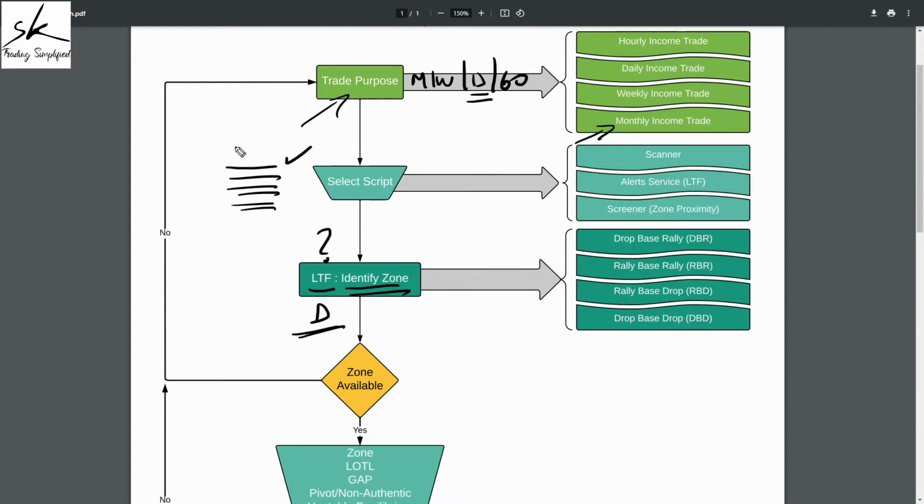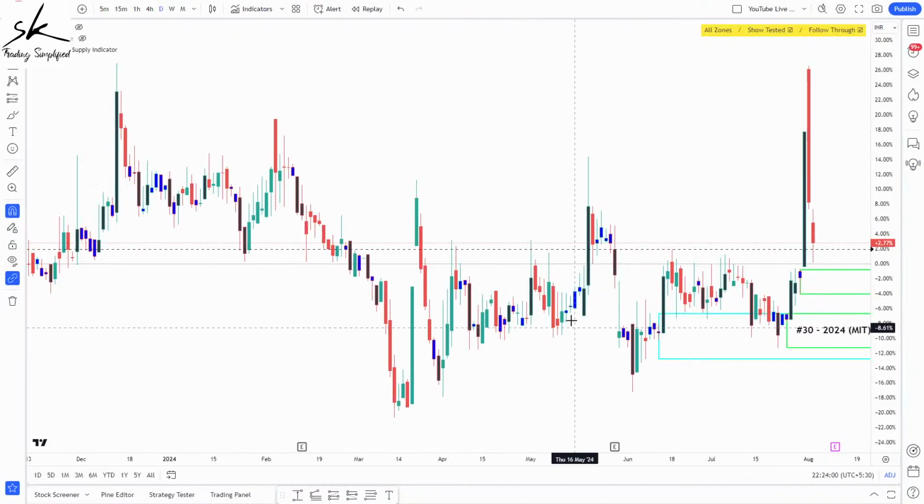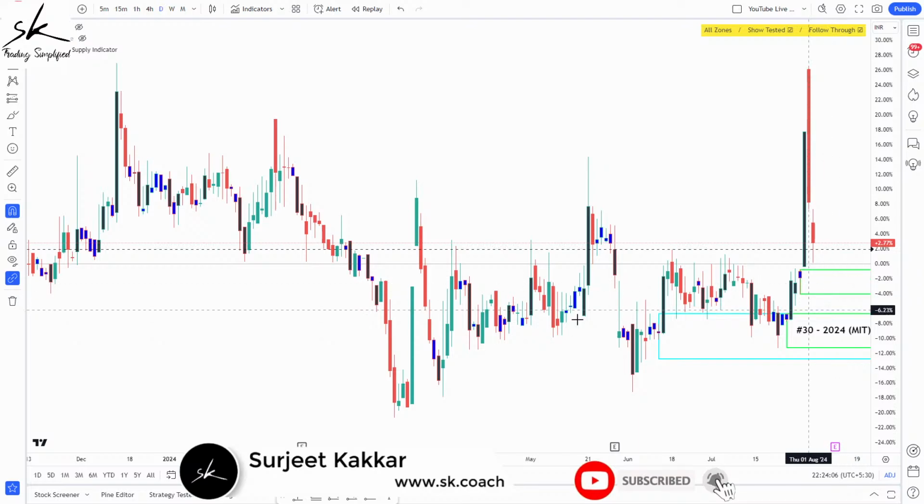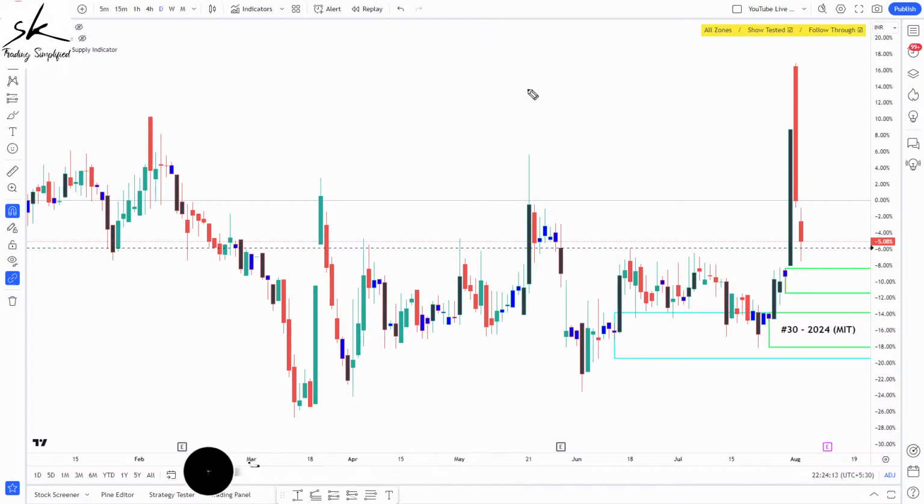So we'll start with the very first symbol. Let's assume it was ABC. And now I need to identify any of these 4 structures on it. It can be a drop based rally, rally based rally, rally based drop, or a drop based drop. So if you go back, as of now, you can see I have the demand supply zone indicator applied, and it automatically identifies the zones for us and plots the zone for us.